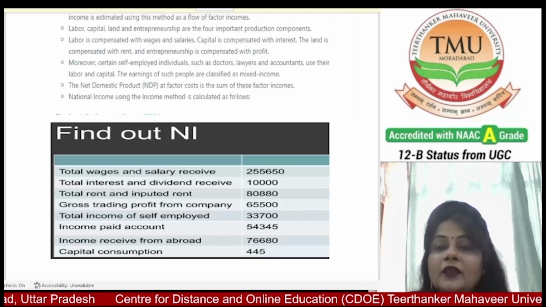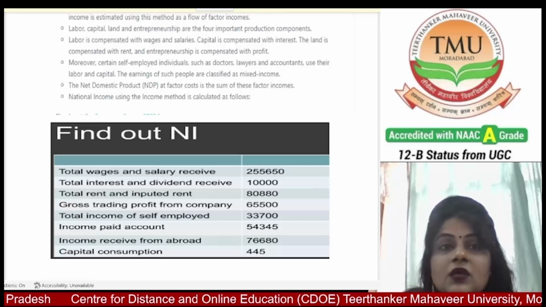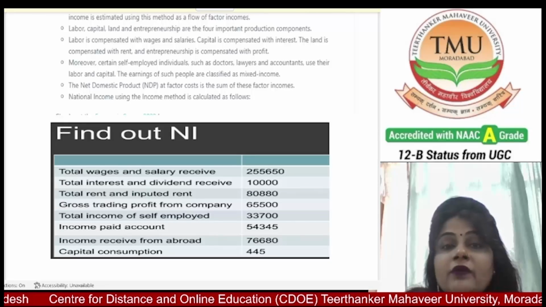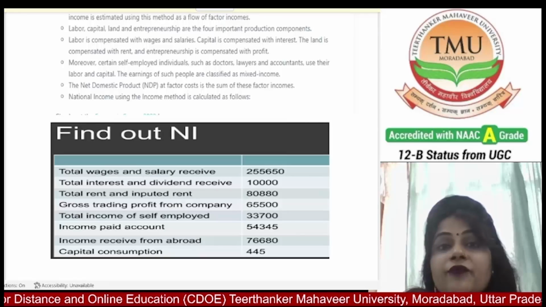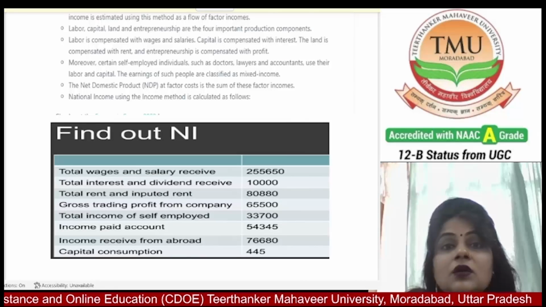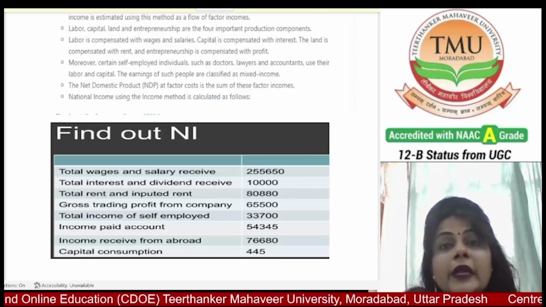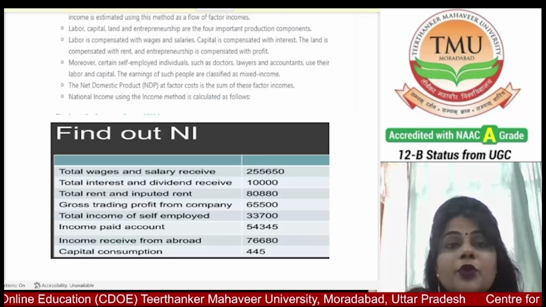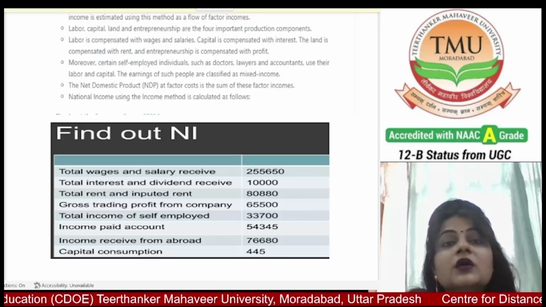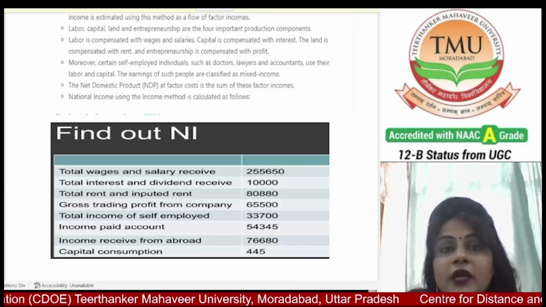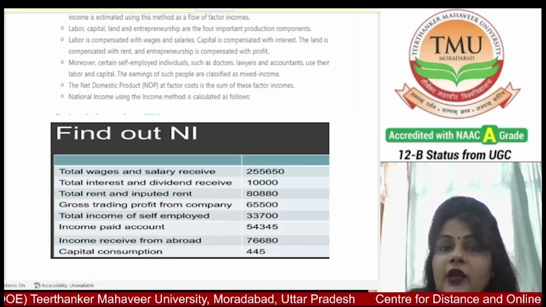So national income using the income method is calculated as: total wages and salaries received 2 lakh 55,650. Total interest and dividend received 10,000 and total rent and imputed rent is 80,880, just like gross domestic product from the companies 65,500, total income of self-employed 33,700, just like income paid account 54,345, income received from abroad 76,680 and capital consumption 445.